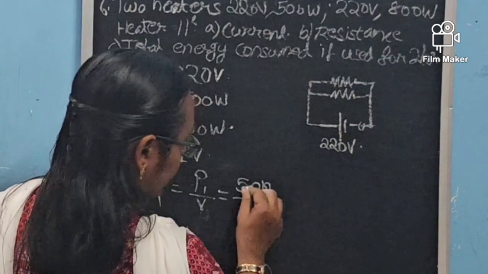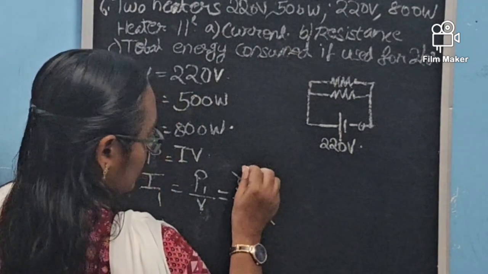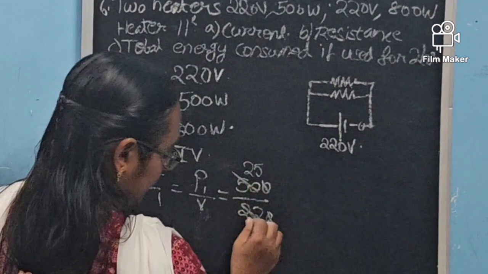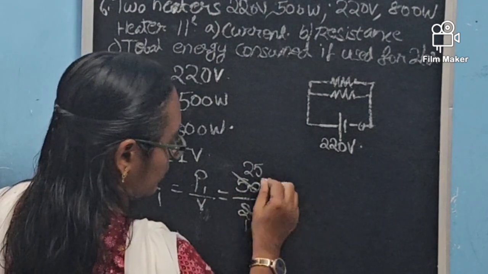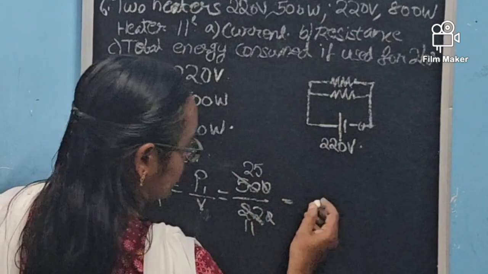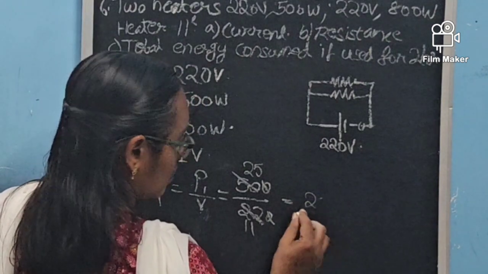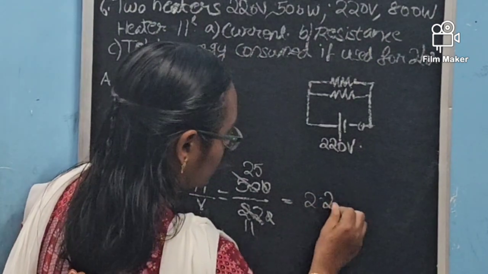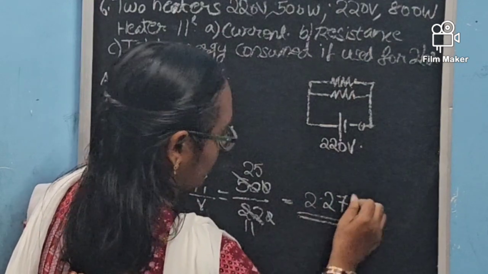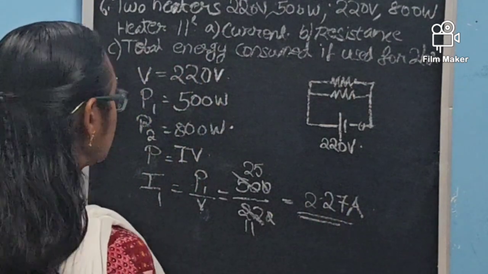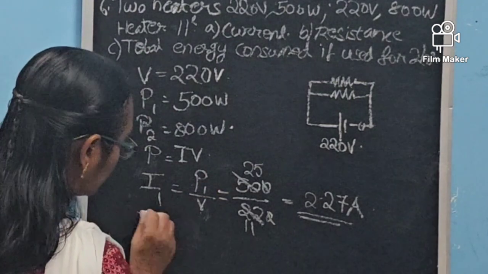That is 0, 0 got cancelled. 50, 22, 25 and 11 it is. So 25 by 11 we will get the answer as 2.27. Okay, this is I1. So what will be I2?